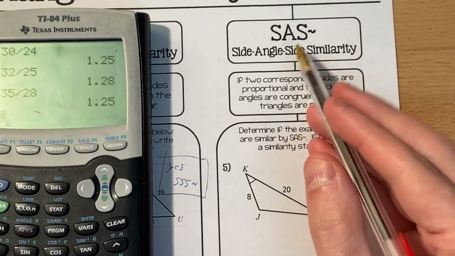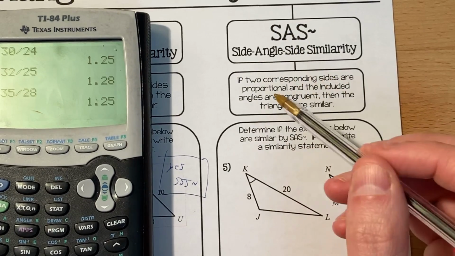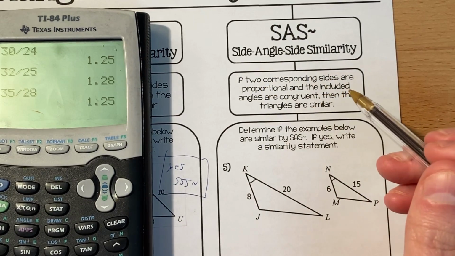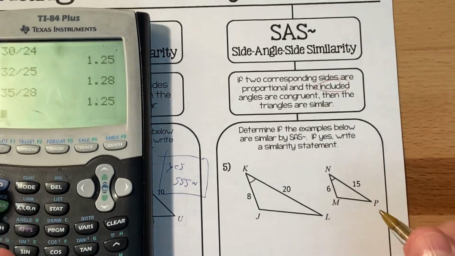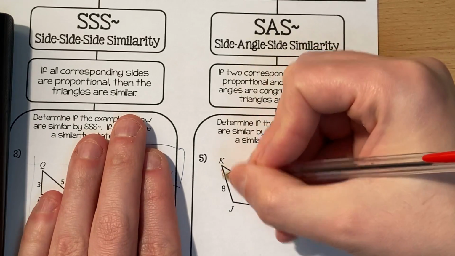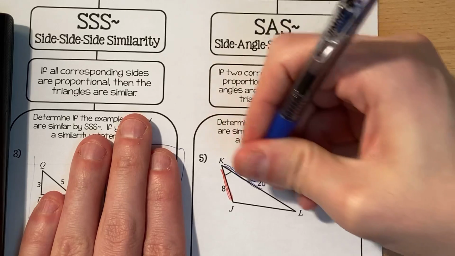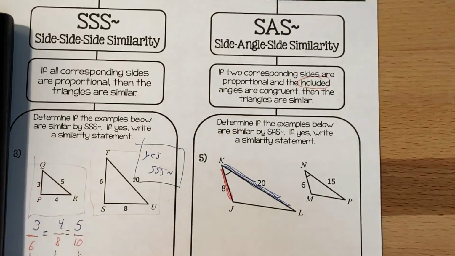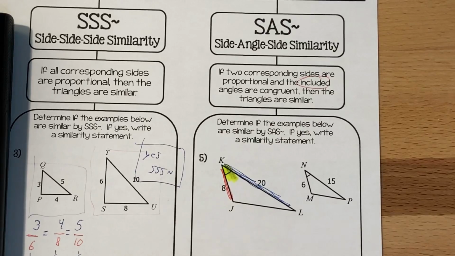The last one is kind of doing both. You have to check if the angle is congruent and the sides are proportional, but it is side angle side similarity. If two corresponding sides are proportional and the included angles are congruent. So like here, I have my 8 and 20, it looks like, and also the included angle. It's the angle between them, right?